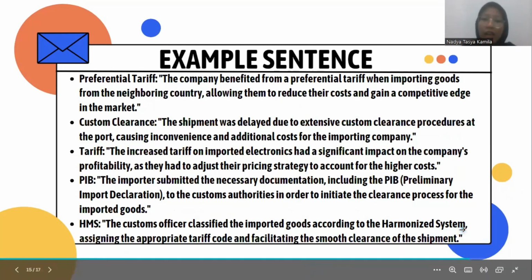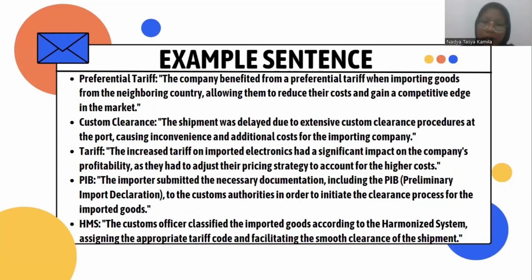Provincial tariff. The company benefits from a provincial tariff when importing goods from the neighboring country, allowing them to reduce their costs and gain a competitive edge in the market.